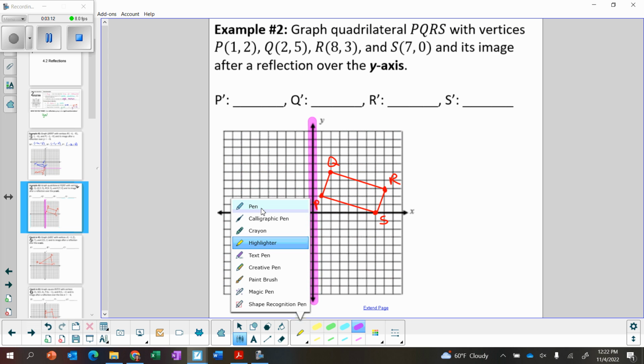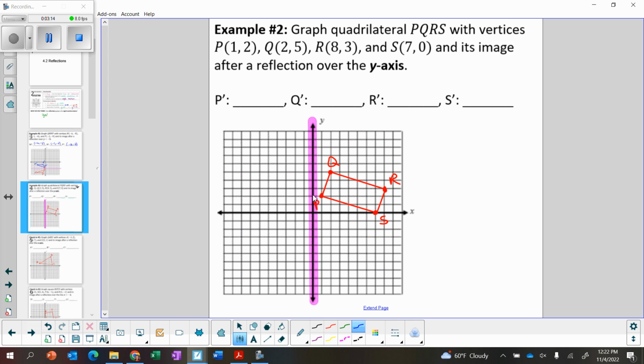Okay, so we're going to count the number of spaces it takes to get there. P is 1 space away, so P prime is 1 space away. Q is 2, so we go 2 for Q prime. R was 8 spaces away, so we're going to go 8 spaces away for R prime. And S was 7, so we're going to go 7.